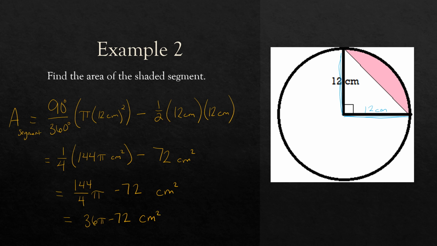This would be our most exact answer. If you wanted to be able to combine these, you could estimate using 3.14 for pi. 3.14 times 36 minus 72 is about 41.1 centimeters squared.